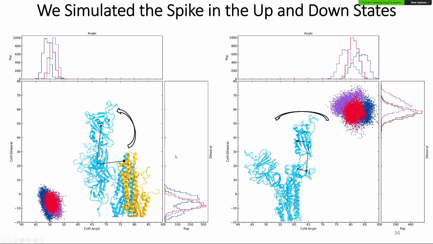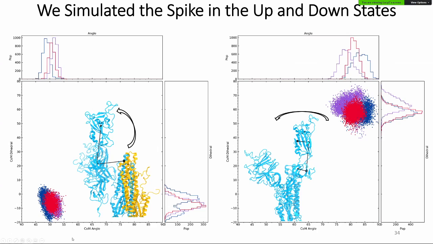And once we had a model that we could work with, we wanted to define a way that we could track that transition of the receptor binding domain, right? So we measure an angle and a dihedral, right? A pushing up and a swiveling around its axis. And we ran molecular dynamics simulations in the up and down states.